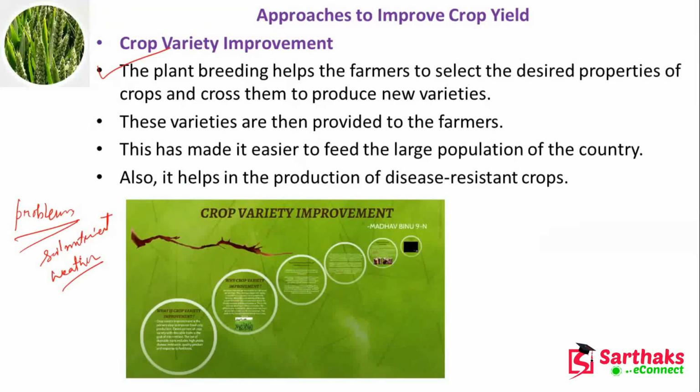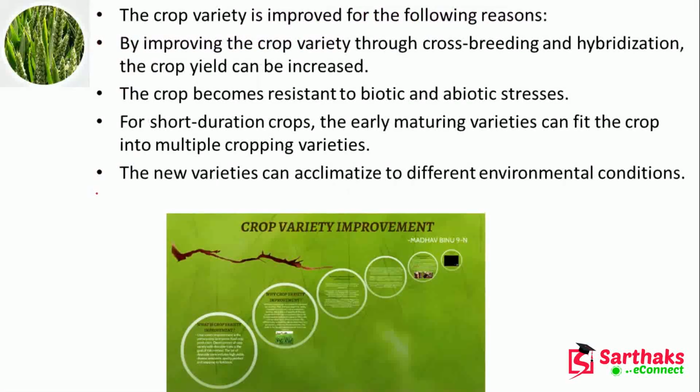So for adverse weather, your crop should be resistant to the adverse weather. And these varieties are then provided to the farmers, and this has made it easier to feed the larger population of the country. And it helps the production of disease resistant crops. So crop variety improvement, we are doing it for this reason. Now the crop variety improvement is for the following reasons: by improving crop variety, cross breeding, hybridization, crop yield increases, crop becomes resistant to biotic and abiotic stresses, short duration crops, early maturing. The maturity period is also very important.